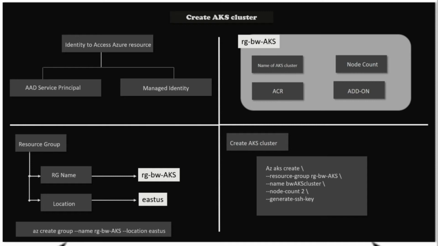The name of the cluster I am going to give here as BW AKS cluster, and the node count I am just providing here as 2, and I'll ask it to generate an SSH key to connect to my cluster.